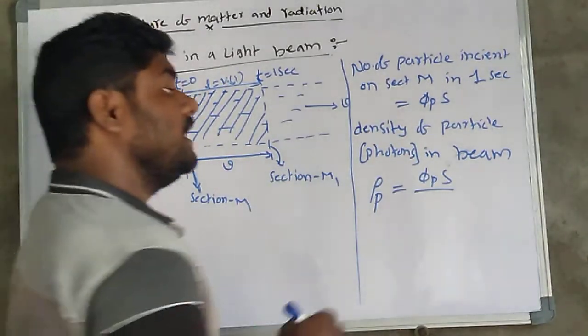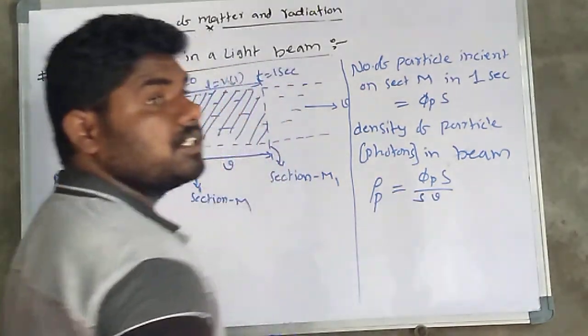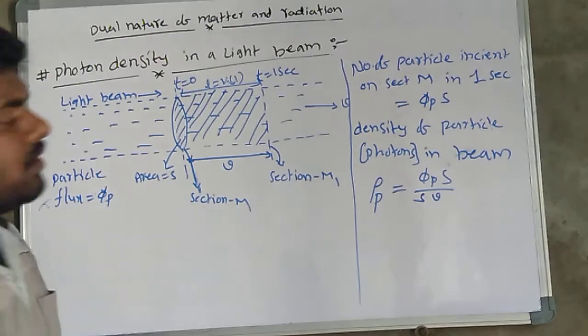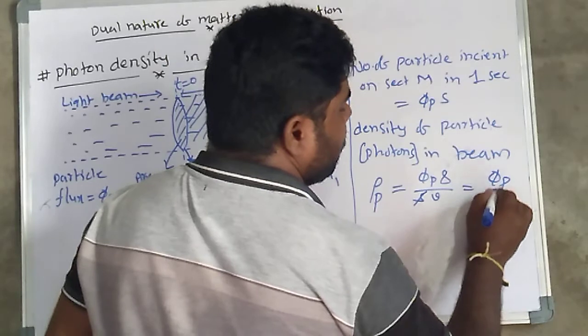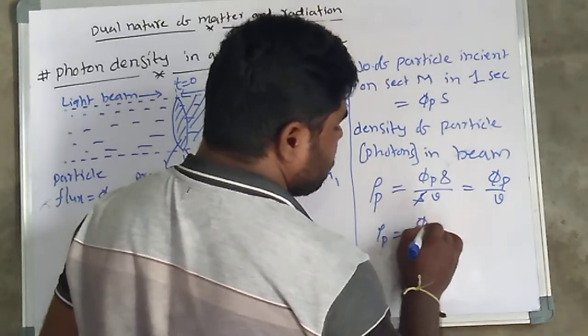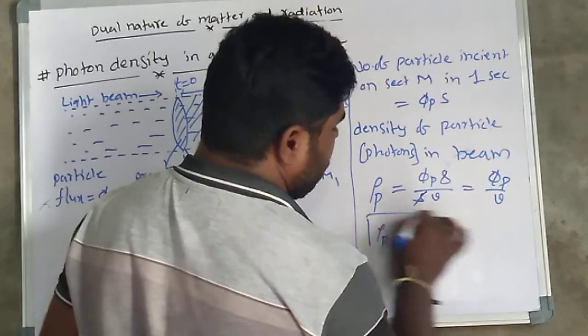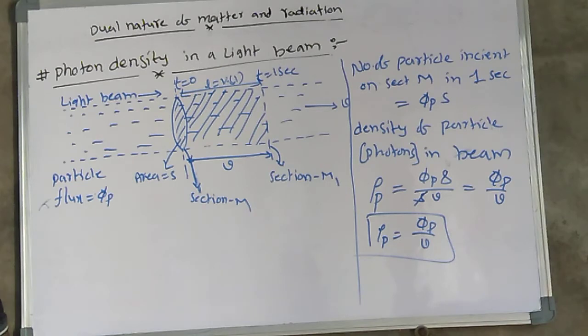Volume is nothing but area into length. Length is nothing but velocity into time, here 1 second. This area gets cancelled, so we get φ divided by velocity. It means the ratio of flux divided by velocity we call the density of particles in a beam.